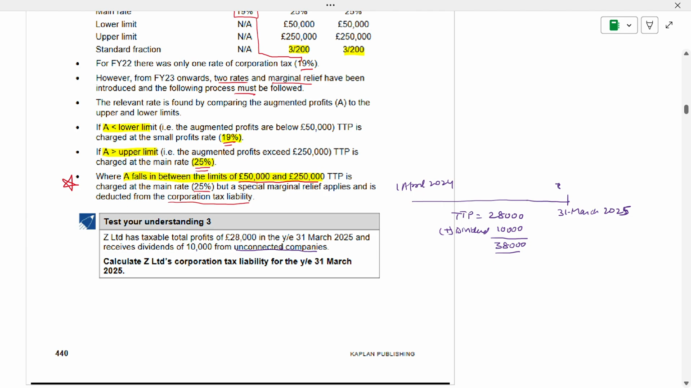When they have received it in the same year, do we add it? Yes, add dividends from non-associated companies. How much is there? 10,000. It comes to 38,000. What is this going to be identified as? This is the augmented profits. Are you clear about this?